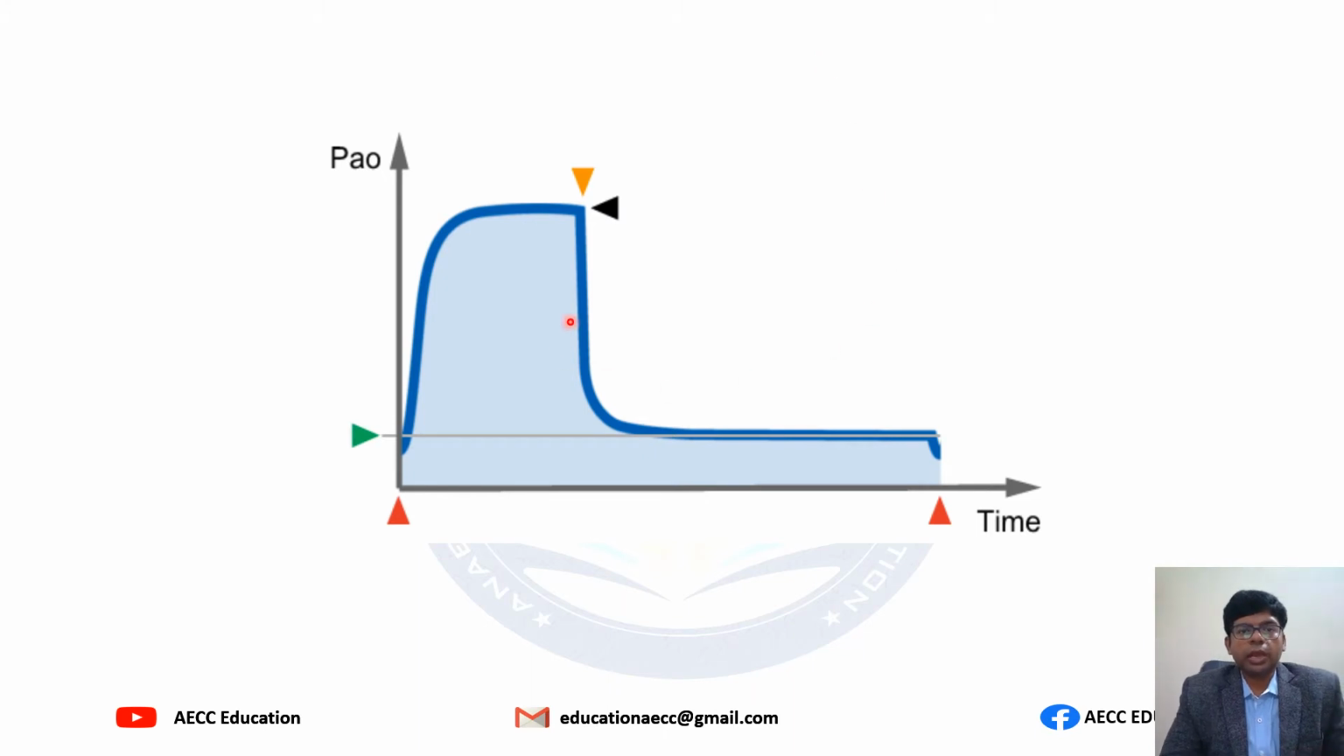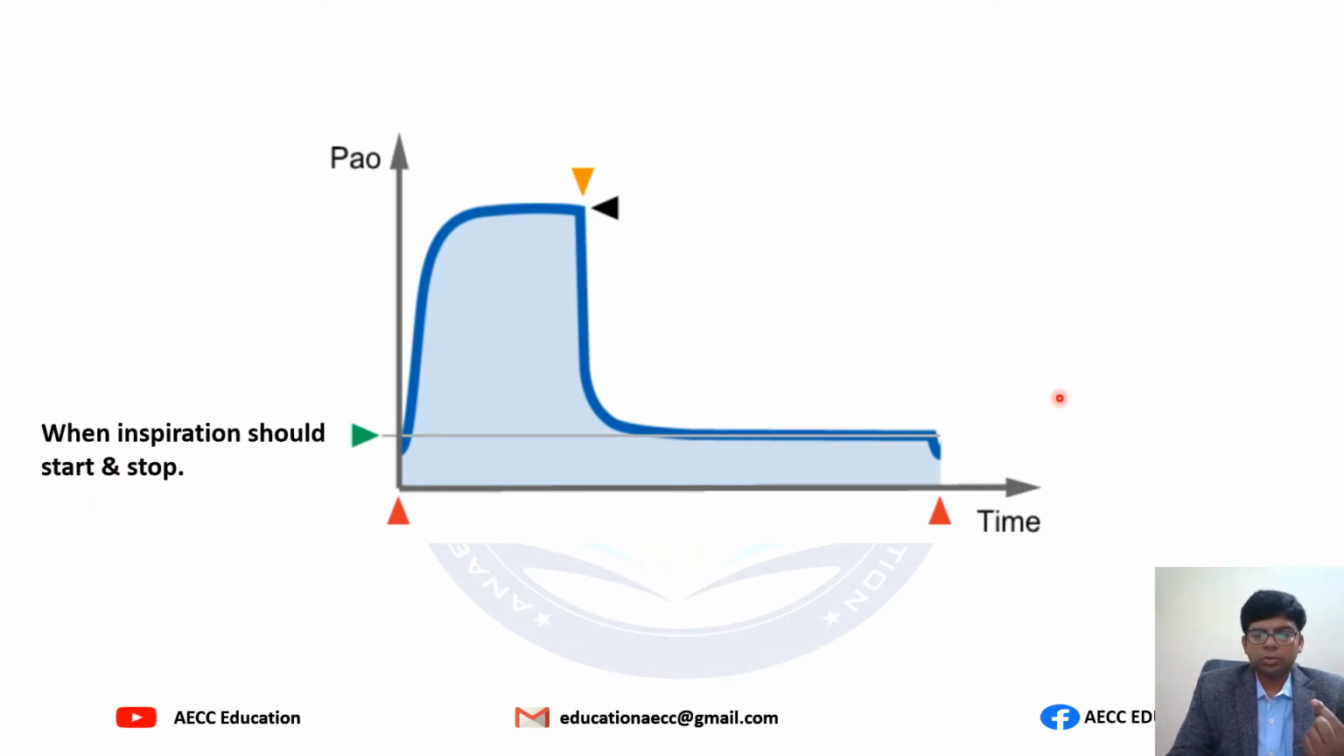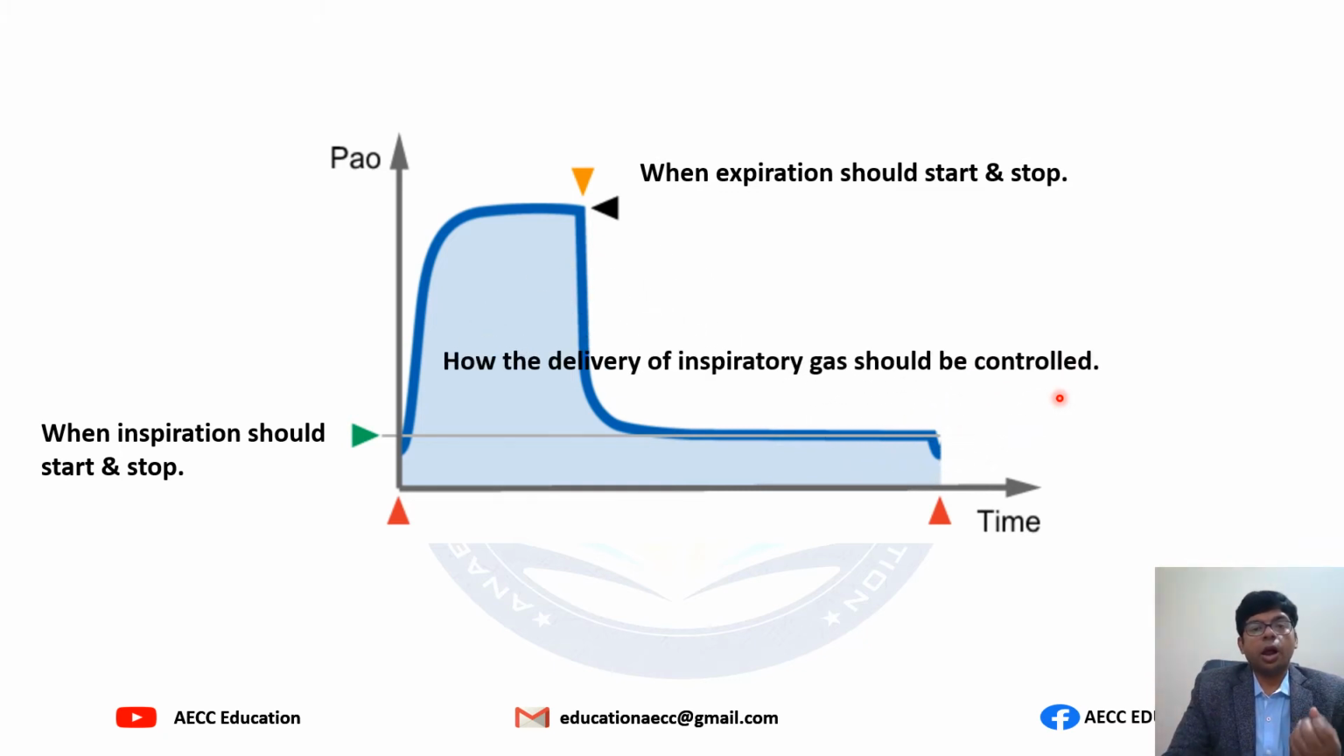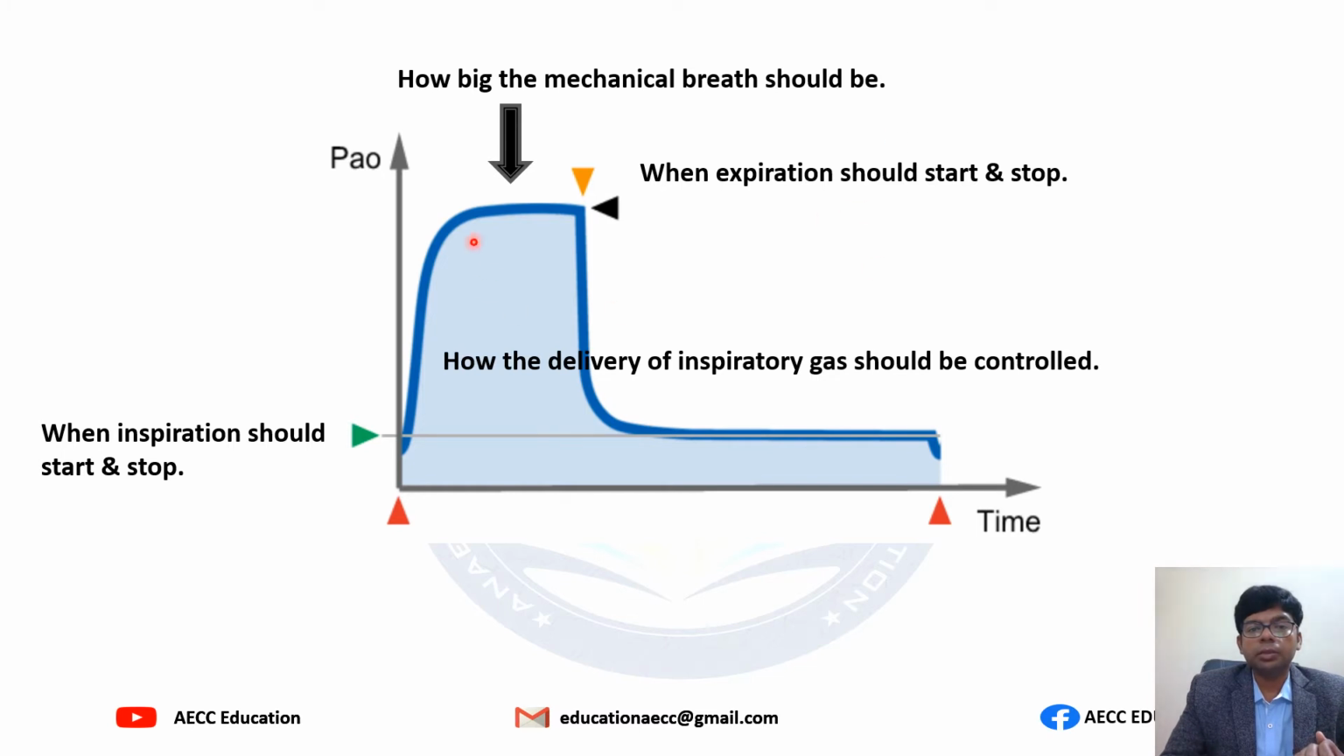So to carry out mechanical ventilation, a ventilator must receive commands from its operator on when the inspiration should start and stop, when the expiration should start and stop, how the delivery of inspiratory gas should be controlled, how big the mechanical breath should be, and how high the baseline pressure should be.